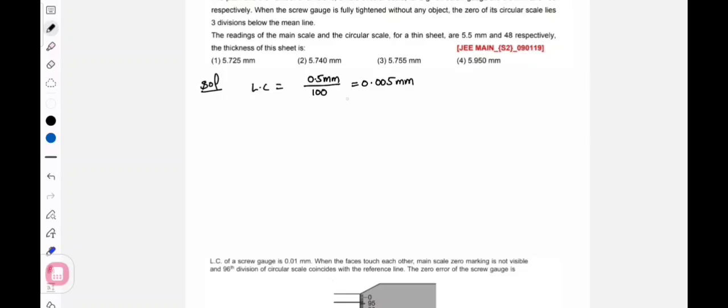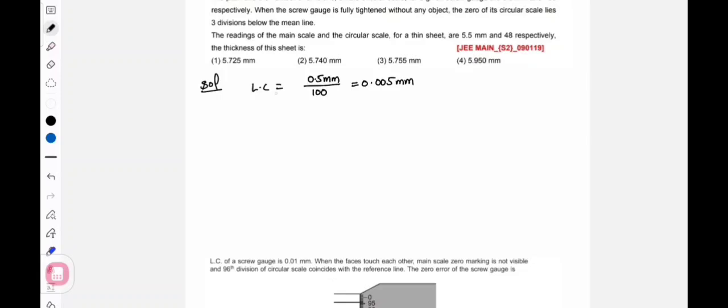So in this case, the least count is less than before. Earlier we got 0.01 mm. Here we got 0.005 mm. So the least count is reduced, and we can measure distances up to 0.005 mm. Remember, the least count is not always 0.01. It can be less than that sometimes.